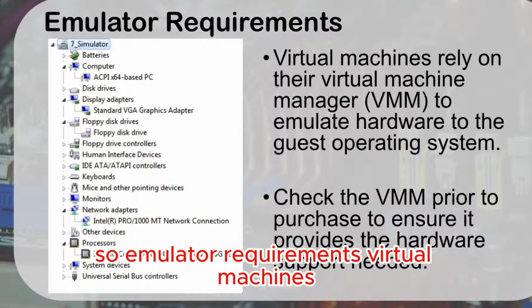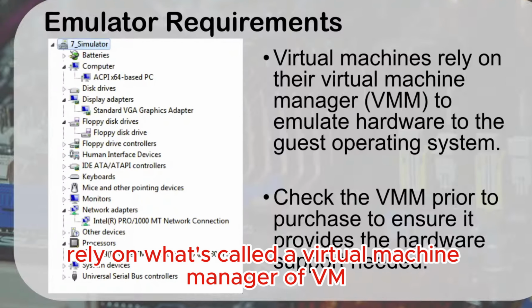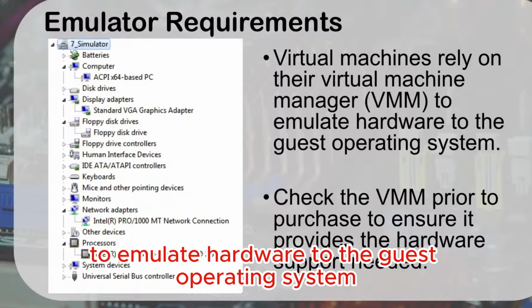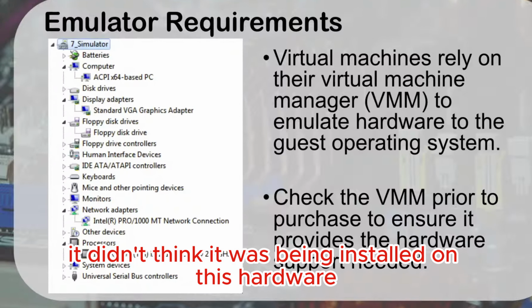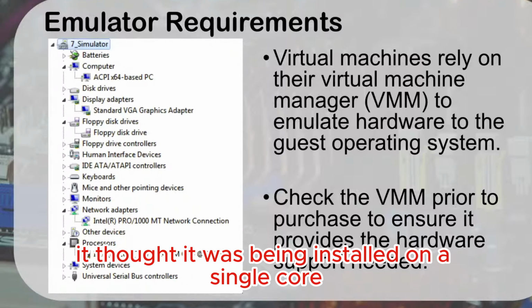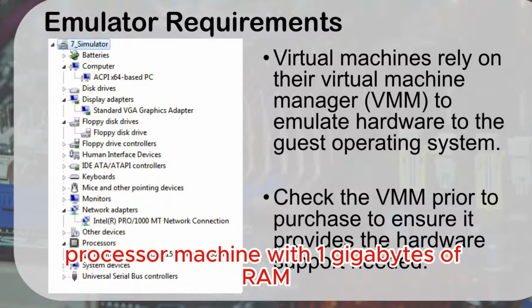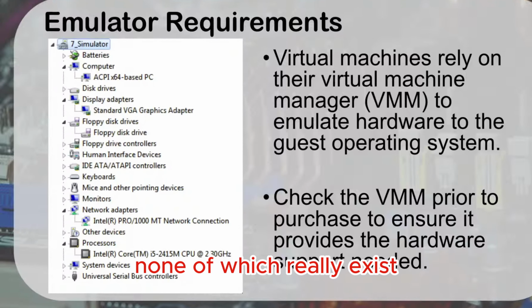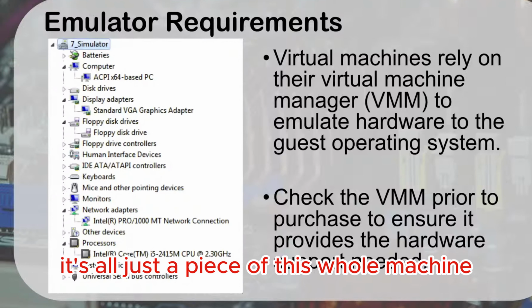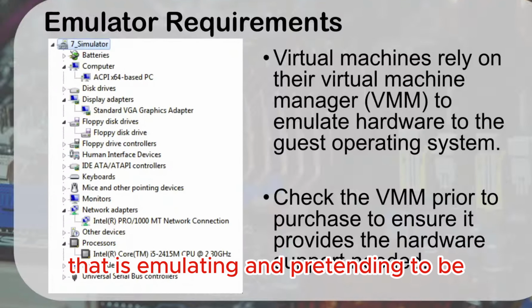Emulator requirements. Virtual machines rely on what's called a virtual machine manager, or VMM, to emulate hardware to the guest operating system. So when I installed Windows in my virtual machine, it didn't think it was being installed on this hardware. It thought it was being installed on a single core processor machine with 1 gigabyte of RAM and a 20 gigabyte hard disk. None of which really exists. It's all just a piece of this whole machine that it's emulating and pretending to be.